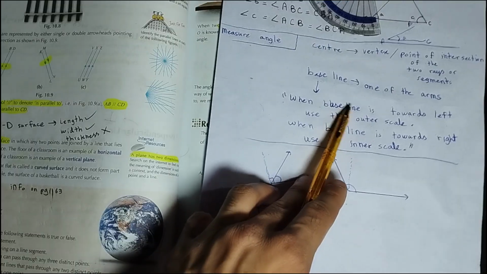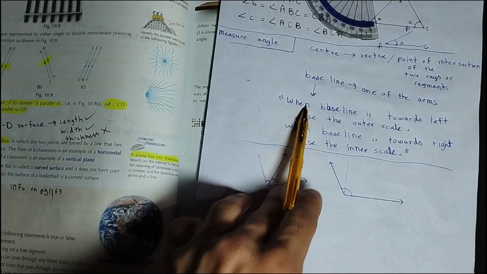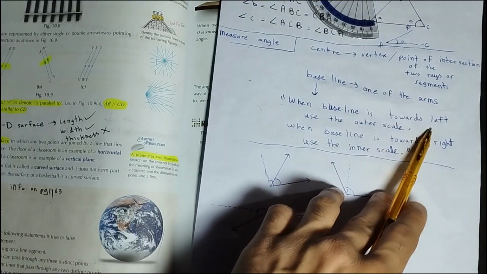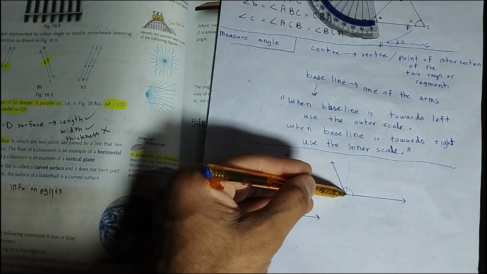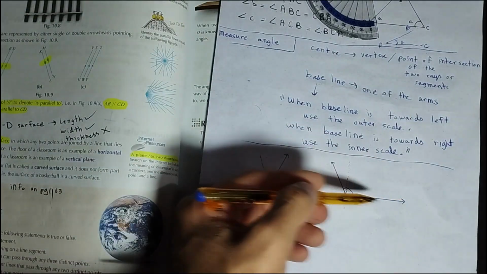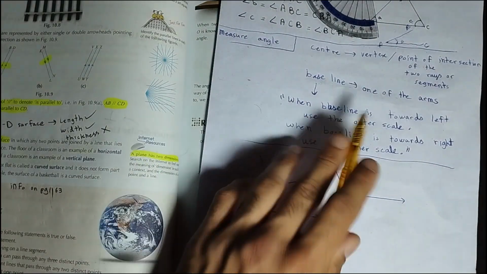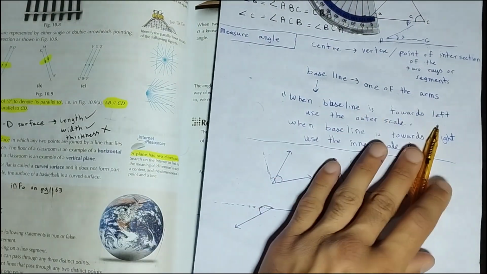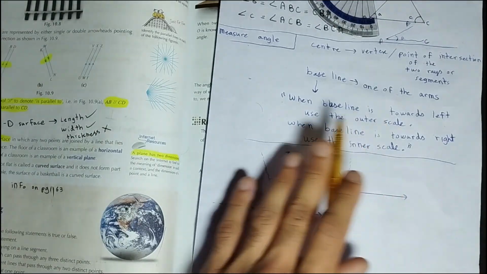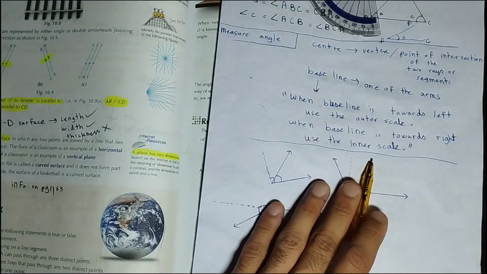Okay, the other thing is this rule that you need to remember. It's that when a baseline is towards the left, for example, this baseline, in which direction is it going? It's going towards the right direction, right? So that's what I mean. When baseline is towards the left, you will use the outer scale. When baseline is towards the right, you will use the inner scale.